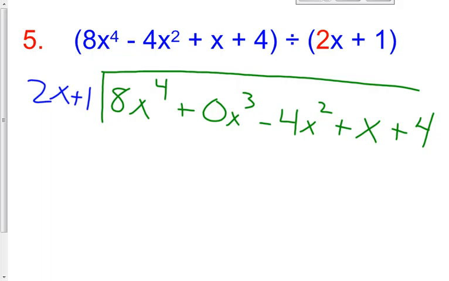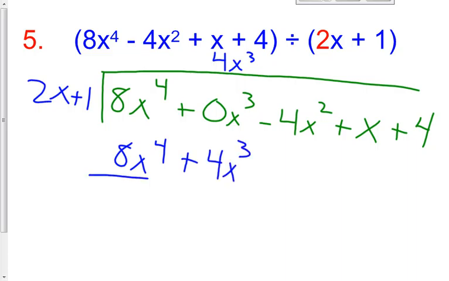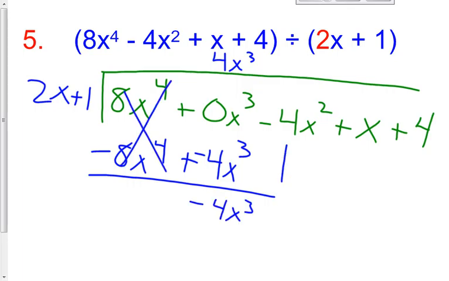Alright, so now we're going to have 4x cubed. Multiply it down. 4x cubed times 2x is 8x to the 4th. 4x cubed times 1 is 4x cubed. Let's subtract them. So now this is gone, and we have a negative 4x cubed. Bringing down the negative 4x squared. 2x times a negative 2x squared is going to be that negative 4x cubed. So let's multiply it back down again.